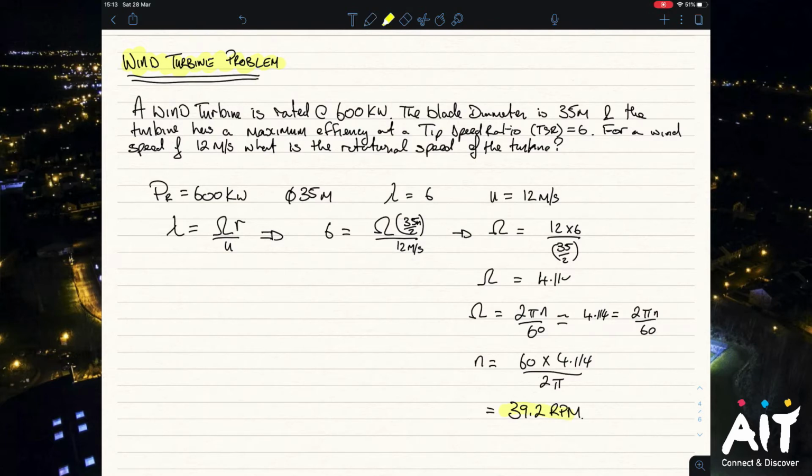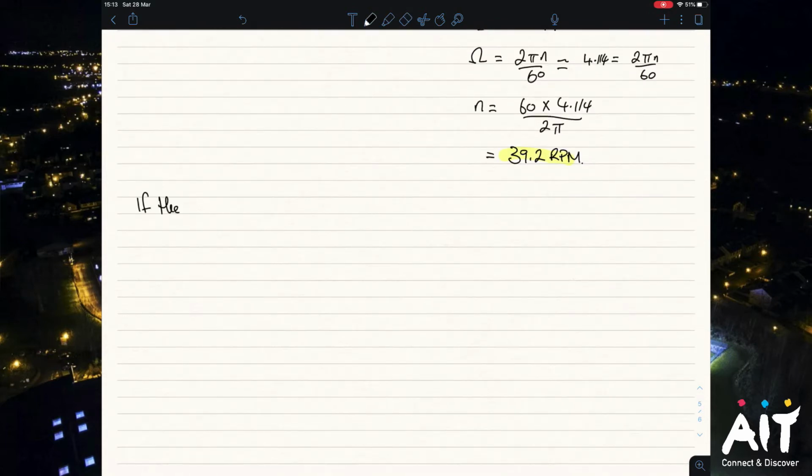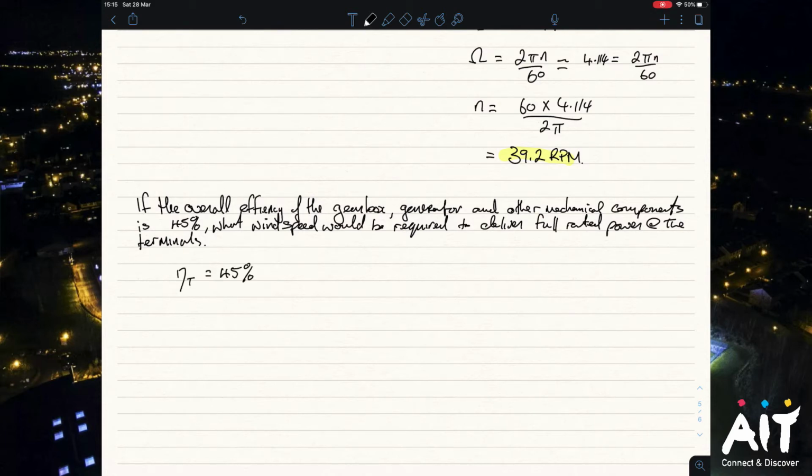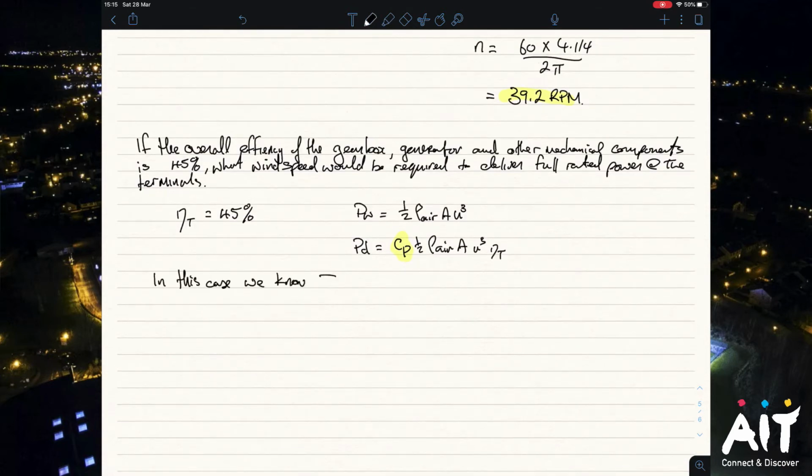In the next part of this problem, we're asked to look at the overall efficiency of the device. This time we're going to have the gearbox, the generator, and the other mechanical components, and we all know that they are 45%. We're asked to determine what is the wind speed that will be required to deliver the full rated power at the terminals. Now, in this case, we do have a revs per minute. We do have an efficiency. So we need to figure out what the coefficient of performance of this wind turbine is going to be. Therefore, our PD is going to equal Cp times a half times the density of air times the area times the velocity cubed times the overall efficiency.